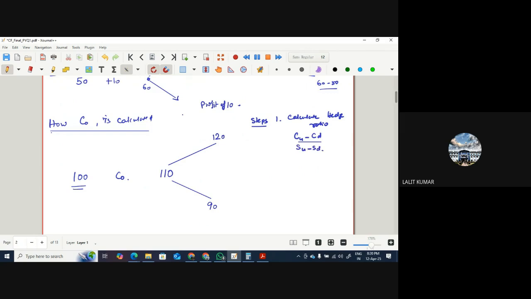CU is the profit when it is going up, so your C is 10 rupees. CD is always equal to 0. So your hedge ratio will become 10 over 120 minus 90, which is 30, equal to 1 by 3. What is the meaning of this hedge ratio? For every call option, I have to hedge 1 by 3 share, meaning I have to purchase 1 by 3 share.